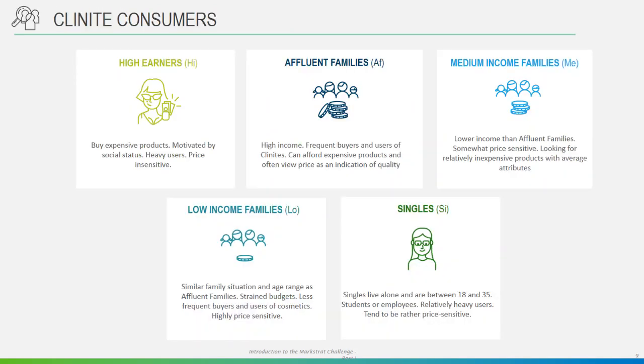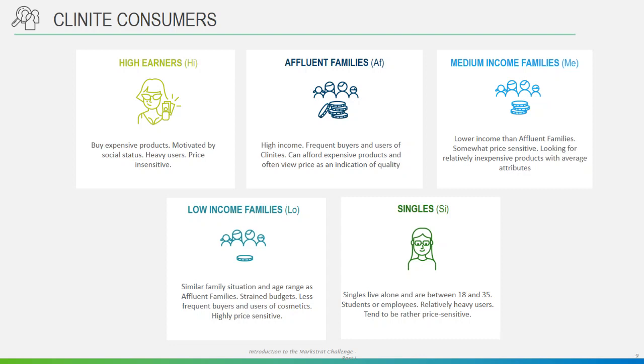If you remember back to segmentation and targeting, we have 5 different segments that you can choose to target or not in the simulation. We have high earners, affluent families, middle income families, low income families, and singles. And they all have their own attributes.